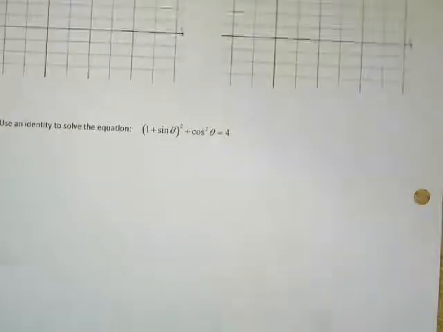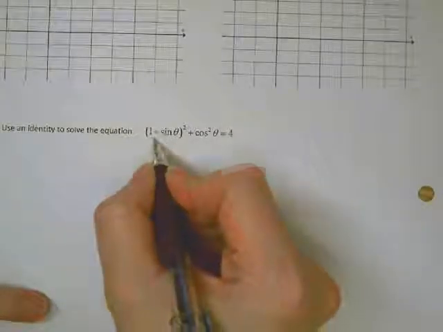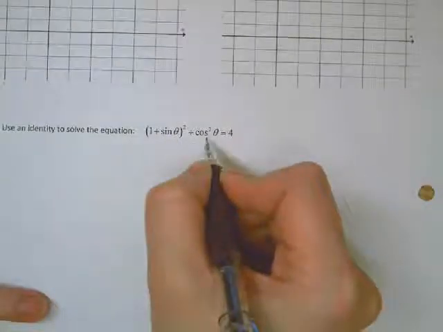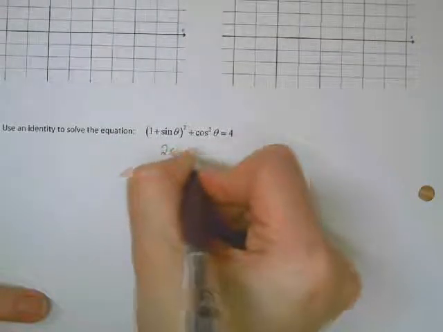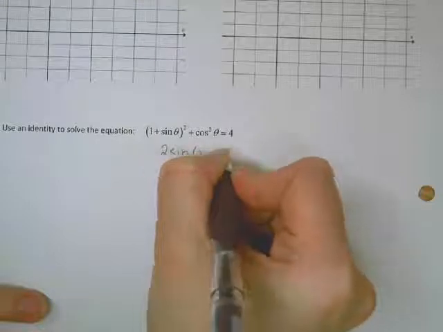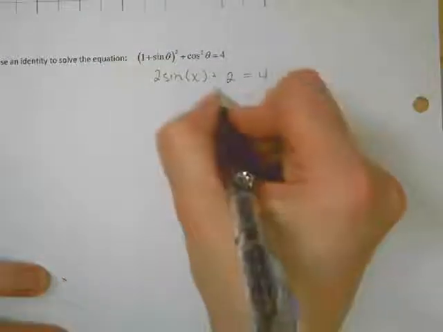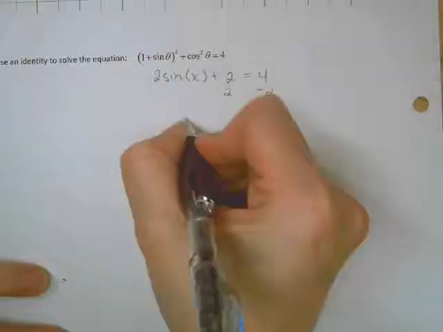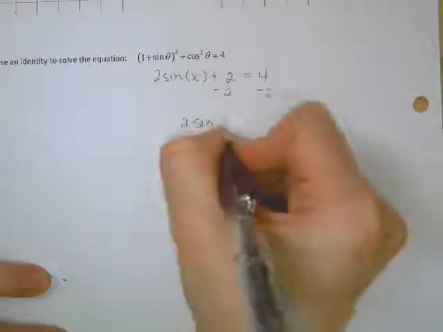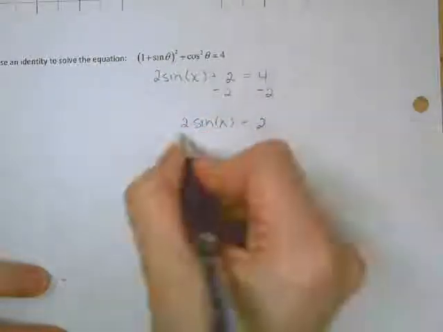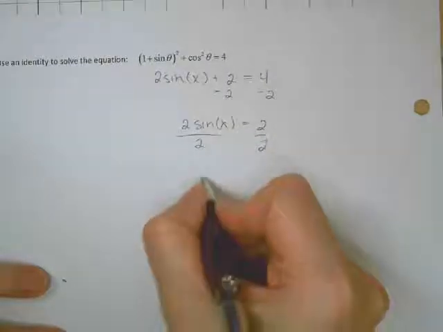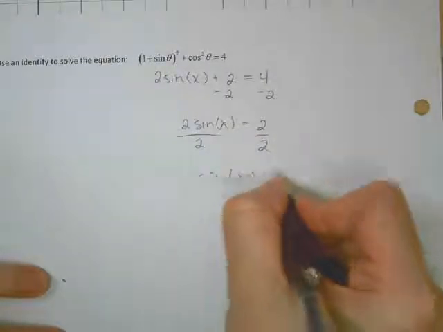So what you guys are going to be doing, I'll do one more with you here. So this 1 plus sine theta squared plus cosine squared theta is now, as we know, 2 sine x plus 2. So that equals 4 based on this equation. So solving that algebraically, subtract 2 from both sides. So we've got 2 sine x equals 2. Divide by 2. So we've got sine x equals 1.